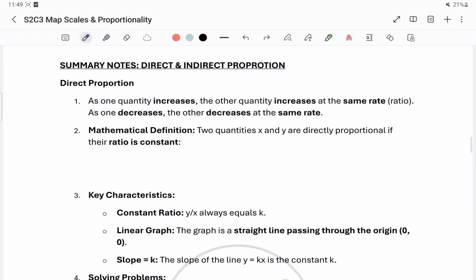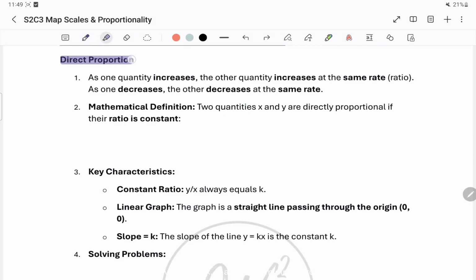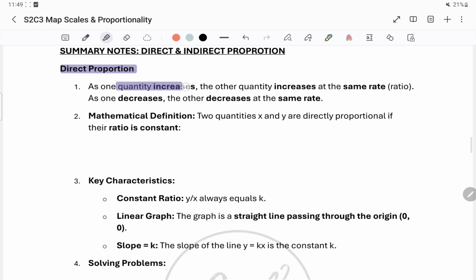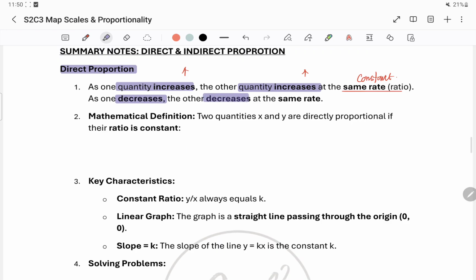Alright, so we have two parts, which is direct and indirect. For direct proportion, what does it mean? When we say that one variable is directly proportional to another variable, it means that when one quantity increases, the other quantity also increases. And they increase at the same rate. This is called a constant. And if the quantity decreases, the other also decreases at the same rate.